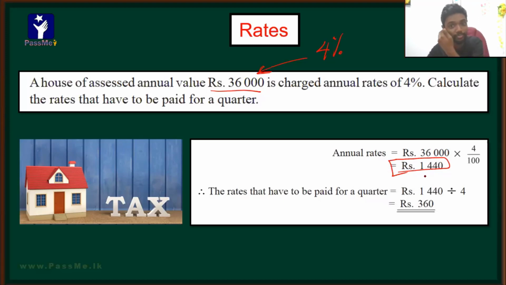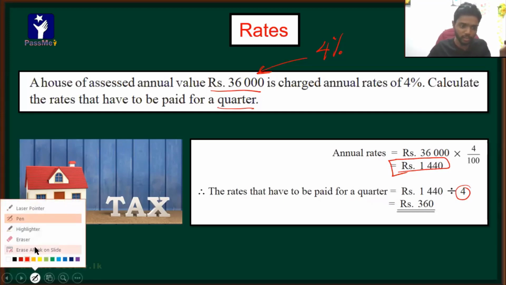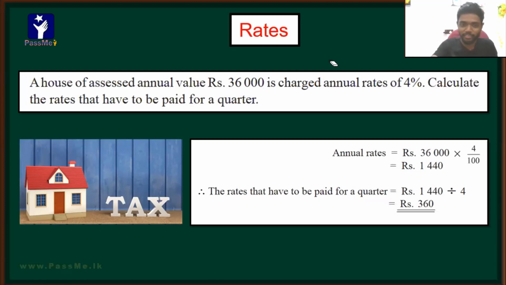That is for 1 year. The question is for a quarter. So to find the value for a quarter, we need to divide that value by 4 in order to get the value for a quarter. So I think the question and the answer are very clear to you all. So then we move to the next one.